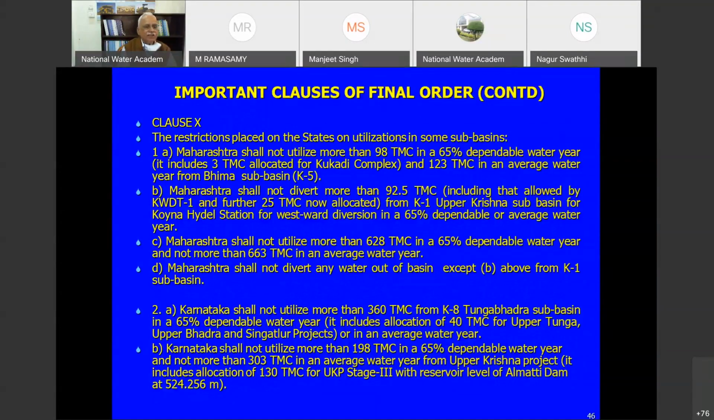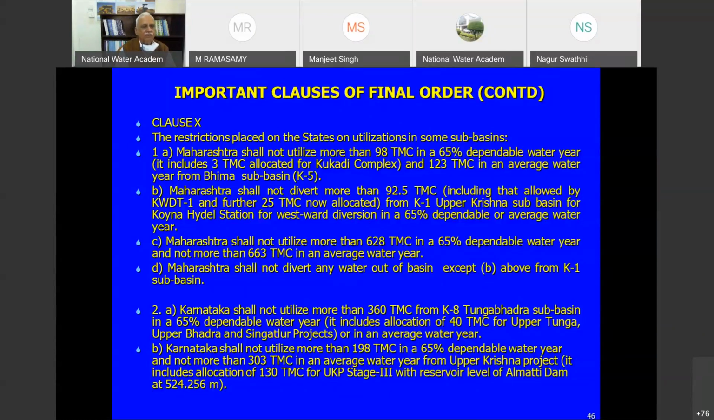Clause 10. The restriction placed on the states on utilization in sub-basins. Maharashtra shall not utilize 98 TMC in a 65% dependable water year and 123 TMC in an average water year from Bhima sub-basin. You must be knowing that the restriction to use 95 TMC at 75% dependability has now been relaxed to 98 at 65% and 123 at average dependability for Maharashtra in Bhima sub-basin.